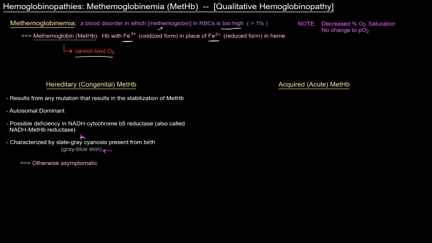But otherwise, when it comes to hereditary or congenital methemoglobinemia, it's otherwise asymptomatic apart from the slate gray cyanosis.